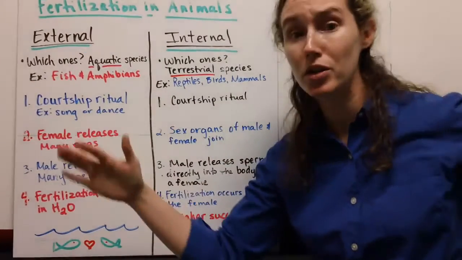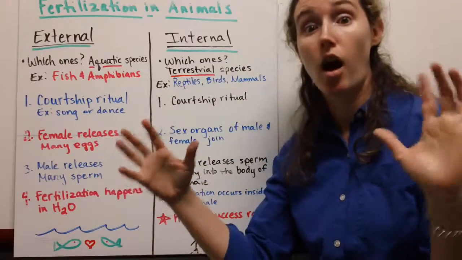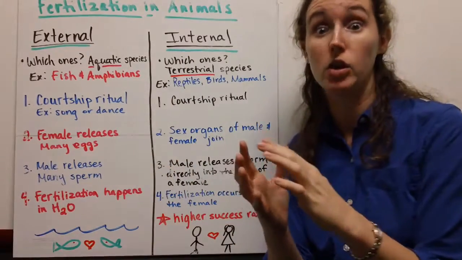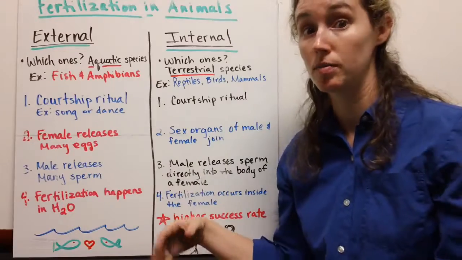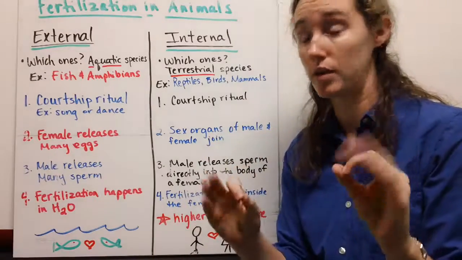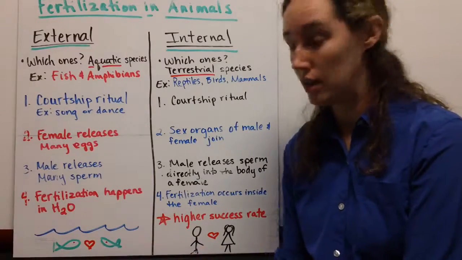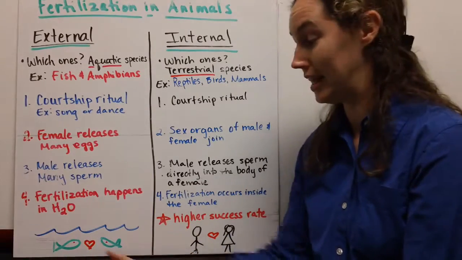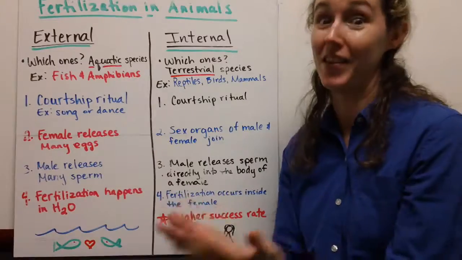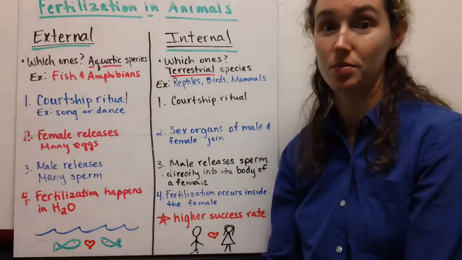So they have to release many eggs and many sperm because you're in this aquatic environment. There are all kinds of predators, and so the likelihood of your offspring survival is really low. So they have to make a whole lot of gametes in hopes that they get together and survive. So again, fertilization is going to happen in water. There's our little fish in love, and then they're going to do external fertilization.